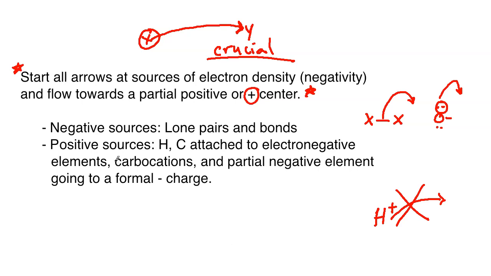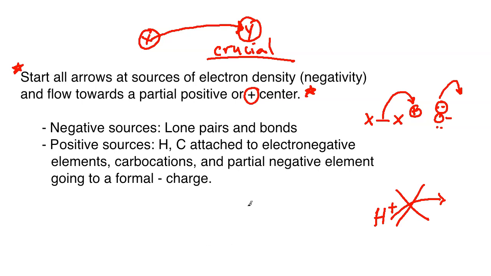All right, now, on the flip side of that, positive sources, which is going to be your protons or your cations, those are what you want to accept the electrons. So this is what you should be finding at the head of the arrow or point Y in that example we had up there. So positive sources will often include hydrogens, carbons that are attached to electronegative elements.